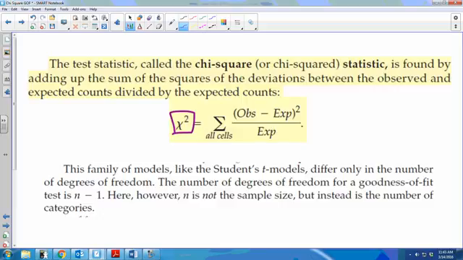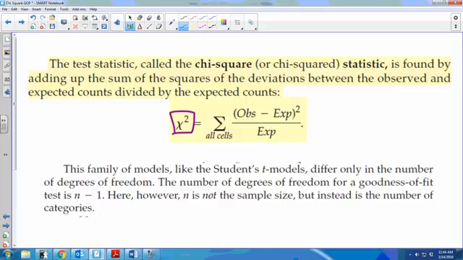For each individual category, you take your observed amount minus what you expected in that category and square it. Then you divide by what you expected to happen. And then once you have that number for each category, you add them all together. All right, again, you can do that easily in your calculator. I'll show you how to do it. That's how you calculate the statistic.